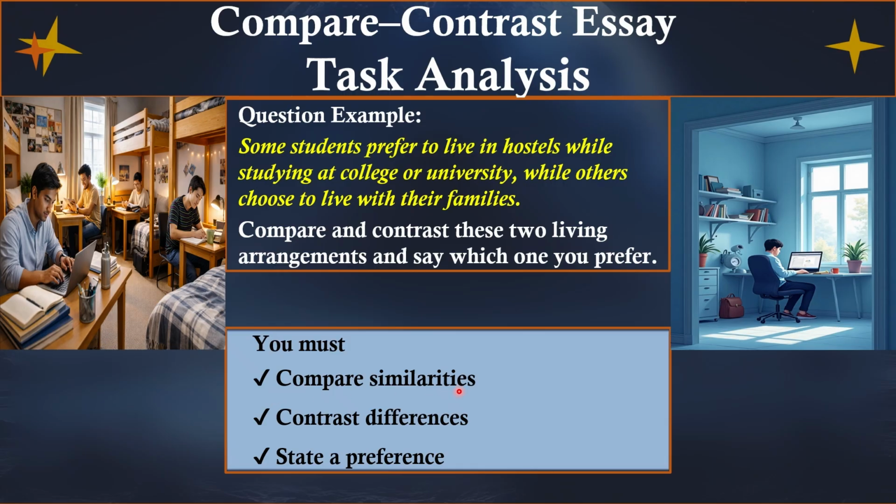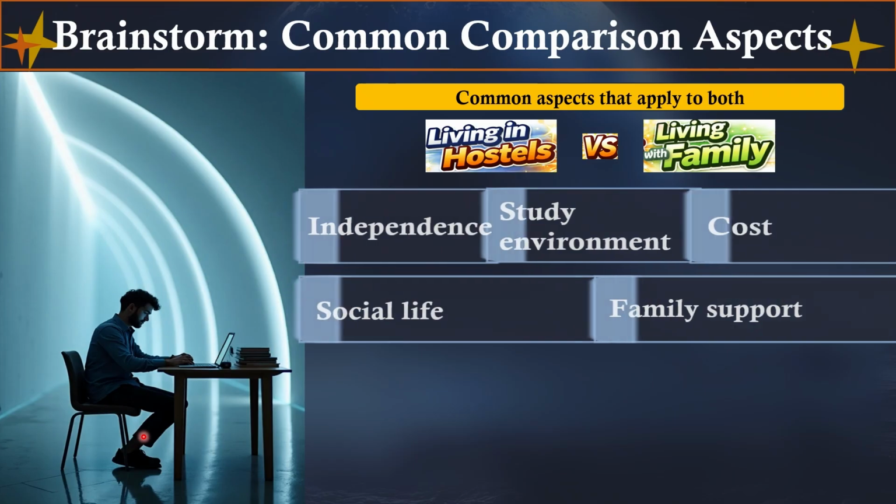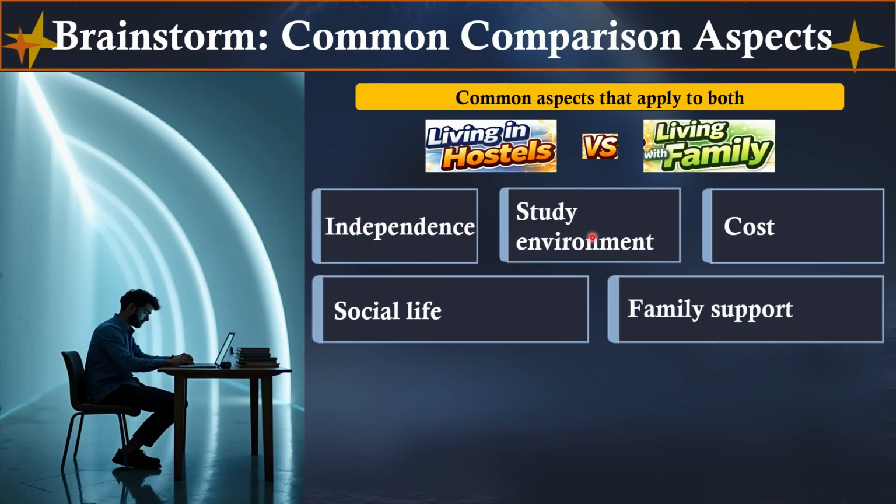We must compare similarities, contrast differences, and also state our preference. Now, the next step is brainstorming. We need to find the common aspects that apply to both living arrangements. These shared points of comparison allow us to analyze the two choices fairly, instead of just describing them separately. For our example, these common aspects could include independence, study environment, cost, social life, and family support.